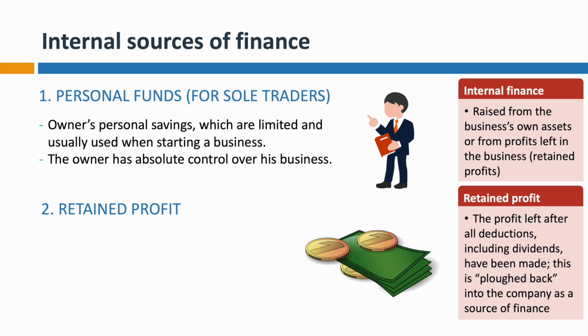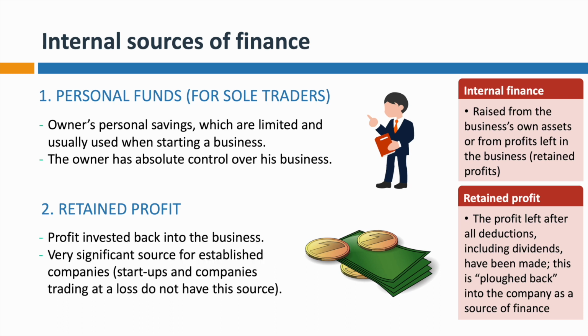Retained profit is, as we said, the profit invested back into the business. It's the profit left after all deductions, including dividends, have been made. So the idea is it's kind of plowed back into the company. It's reinvested. At the beginning of the life of the company, you're not going to be using the profit for your own personal gain, but you're going to use it in order to make the business grow.